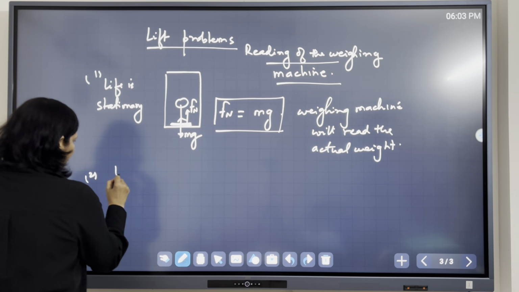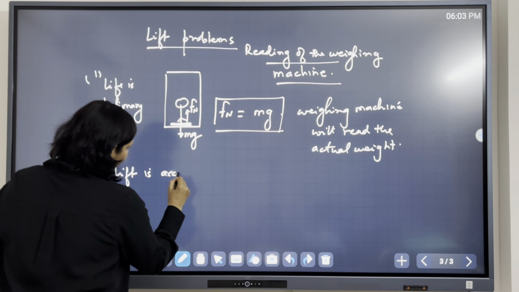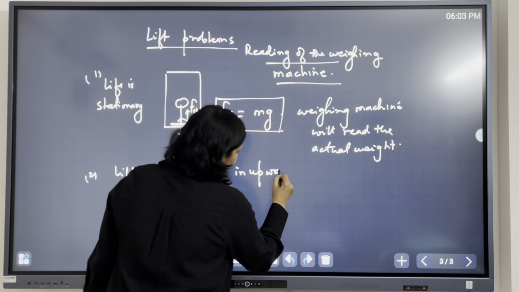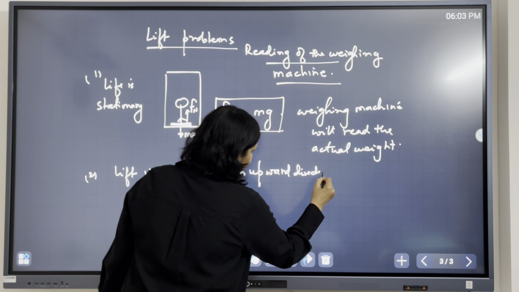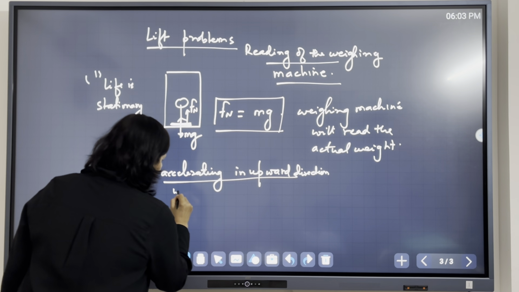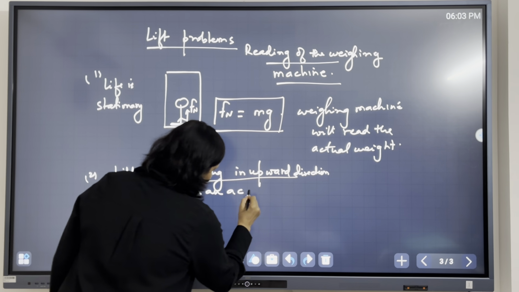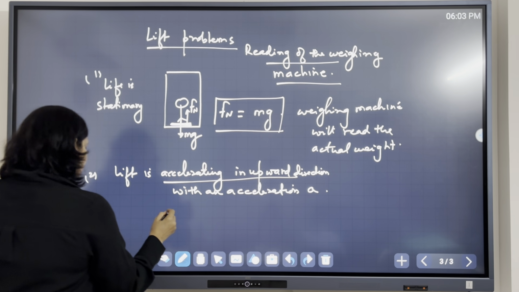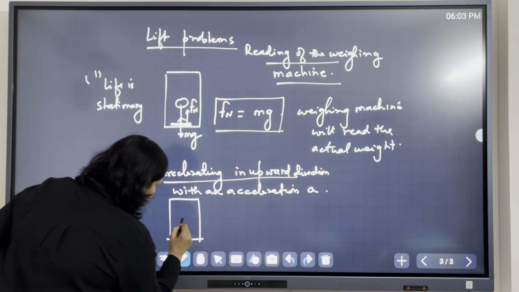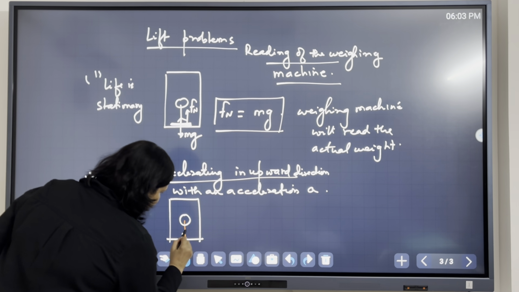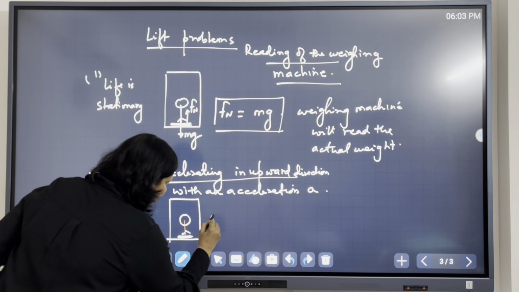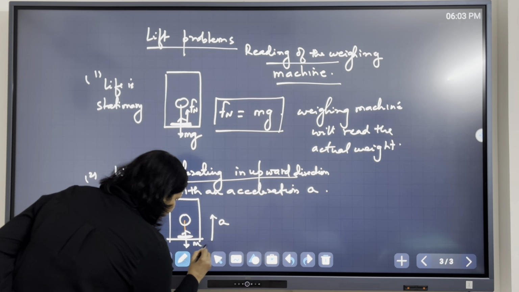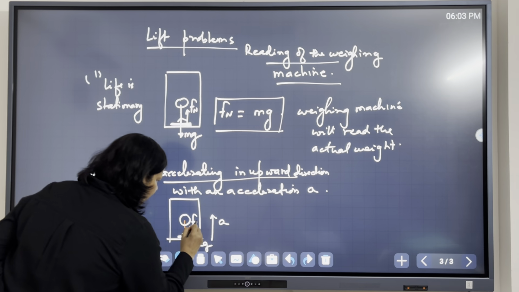So case 2, lift is accelerating in upward direction, okay, with an acceleration a. So how will we use Newton's second law? This is the lift, person is standing in the lift, and this is the weighing machine, and this lift is accelerating upwards with an acceleration a, right? Again the person's weight will act downward and the normal force will be N.